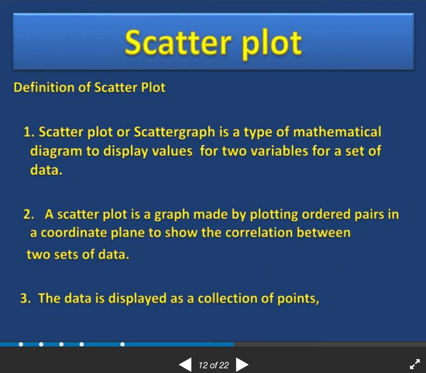Definitions of a scatter plot. A scatter plot or a scatter graph is a type of mathematical diagram to display values for two variables for a set of data. So again, you're just plotting these points and it's going to show you some type of relationship. A scatter plot is a graph made by plotting ordered pairs in a coordinate plane to show the correlation between two sets of data. So with linear regressions, you also get a correlation coefficient.